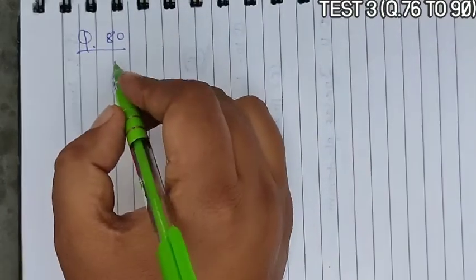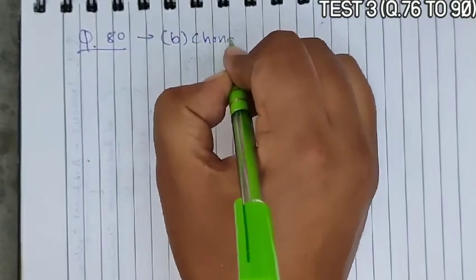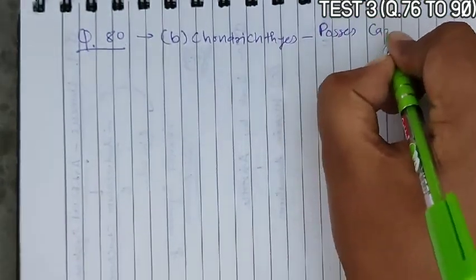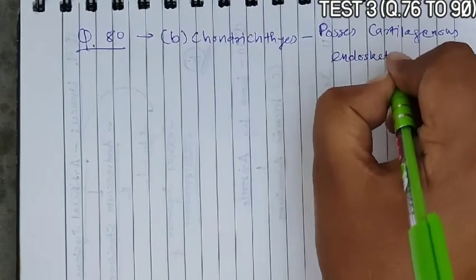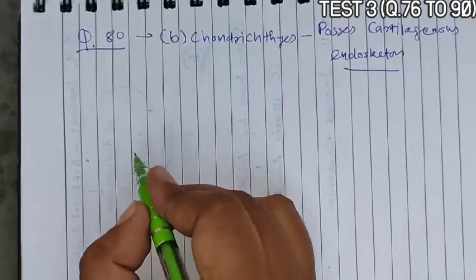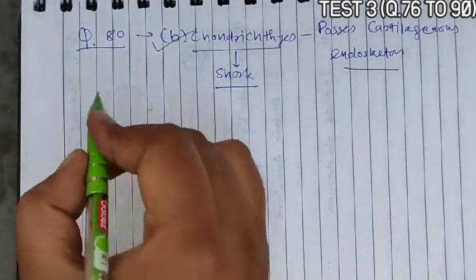Next is question 80. It asks which one of the following groups of animals is correctly matched with its one characteristic feature without even a single exception. So this is a direct fact based question. You have to remember that in option B it is asking about Chondrichthyes, and Chondrichthyes possess a cartilaginous endoskeleton. They do not have a bony endoskeleton because bony skeleton is found in Osteichthyes. The example of Chondrichthyes is shark. So B is the correct answer.